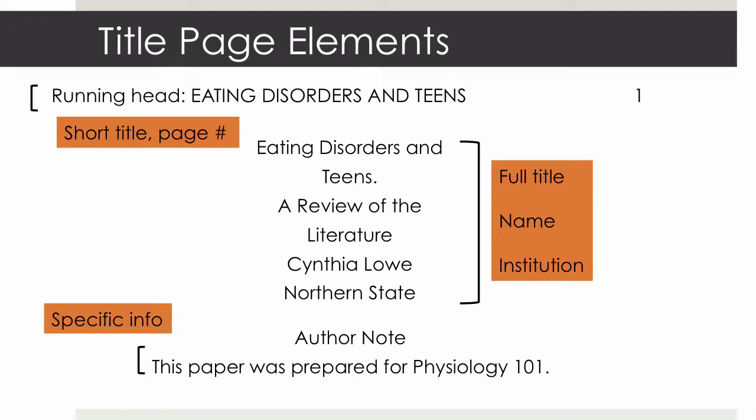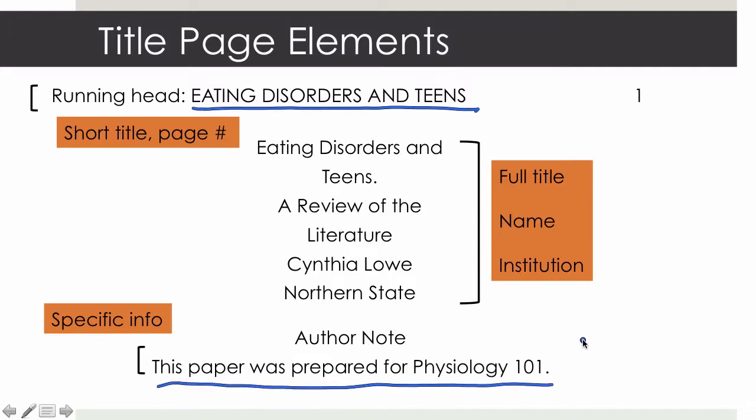Here you can see those elements a little bit more clearly. Here, as you can see, the running head actually starts with the words "running head," and after a colon you write the title, or short title, of your manuscript in all capital letters. Then, in the section where you have the heading, the title, you have the full title, your name and institution, and in the author notes section you have something that says, for example, "This paper was prepared for Physiology 101."